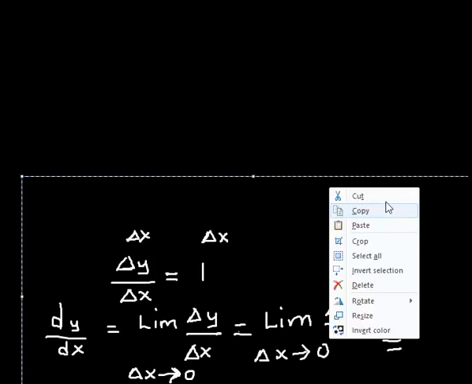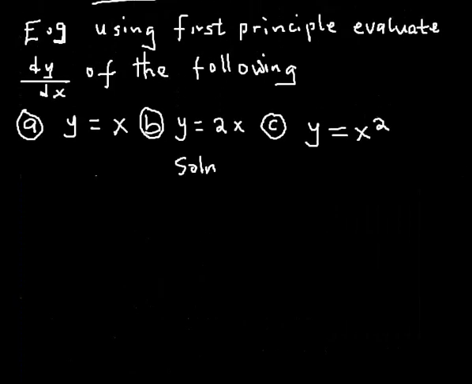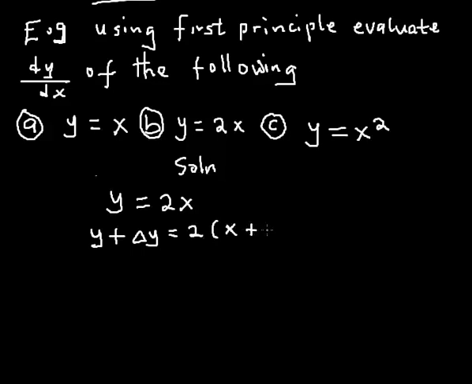So let's solve that. It's still going to be easy. Here I'm having y is equal to 2x, and I'm going to introduce change to the two variables. So it's going to be y plus delta y is equal to 2 times x. Remember, I'm introducing change to this x, so I'll still need to multiply by 2. That's going to be 2 times x plus delta x.